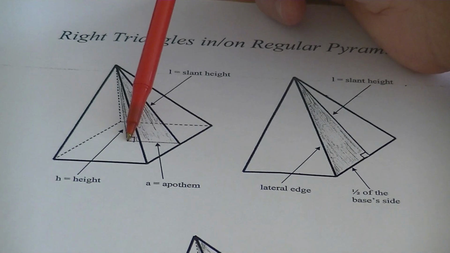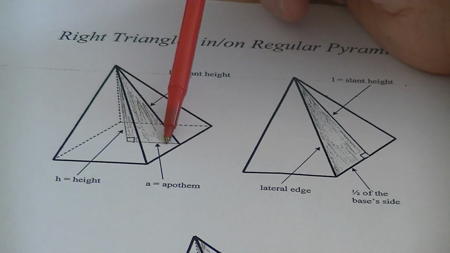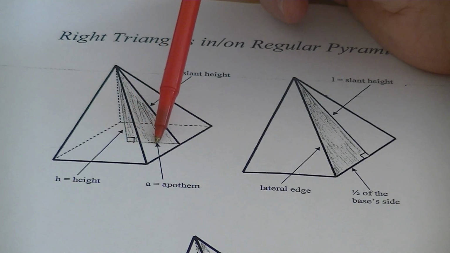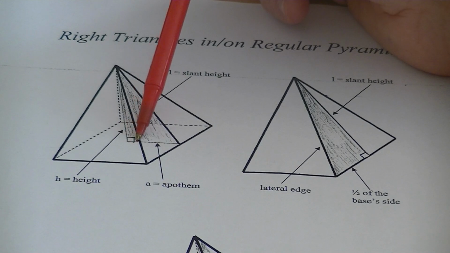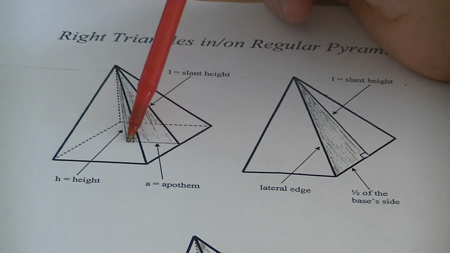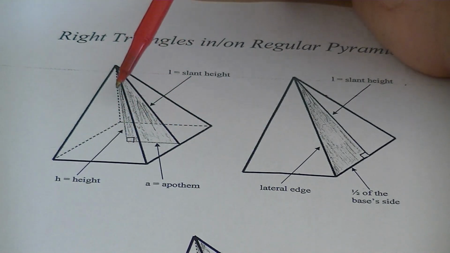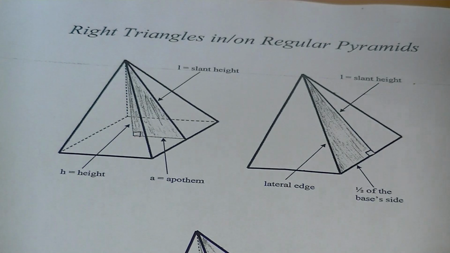But if you know the apothem of the base, so thinking back to that last chapter, the apothem of a regular polygon goes from the center to the side, making a right angle. If you know the apothem and if you know the slant height, those 2 sides with the height form a right triangle, and you could do the Pythagorean theorem to get that missing height.